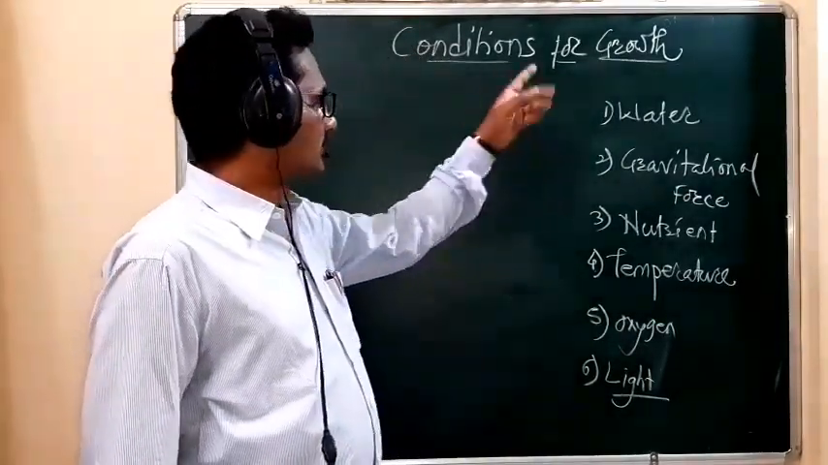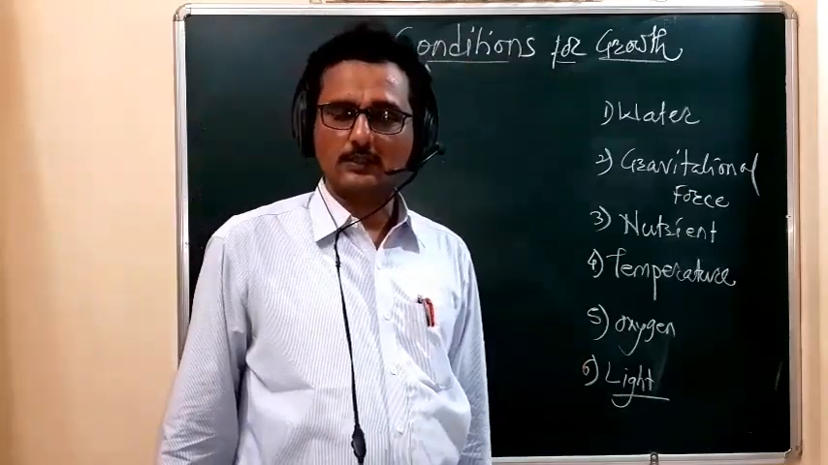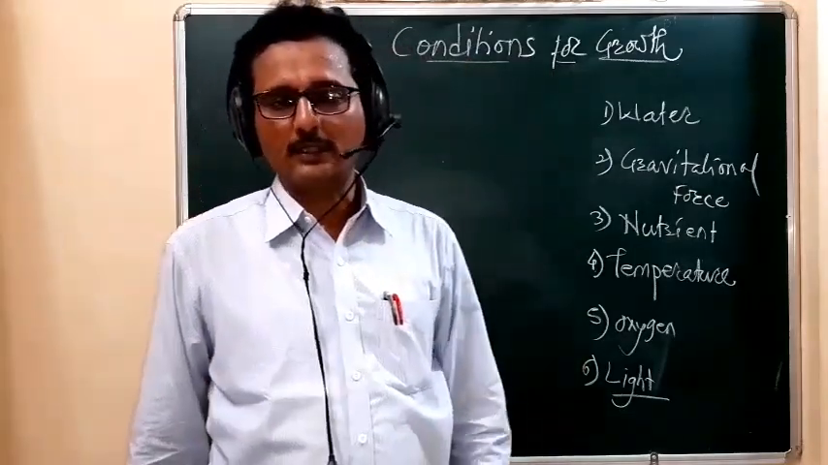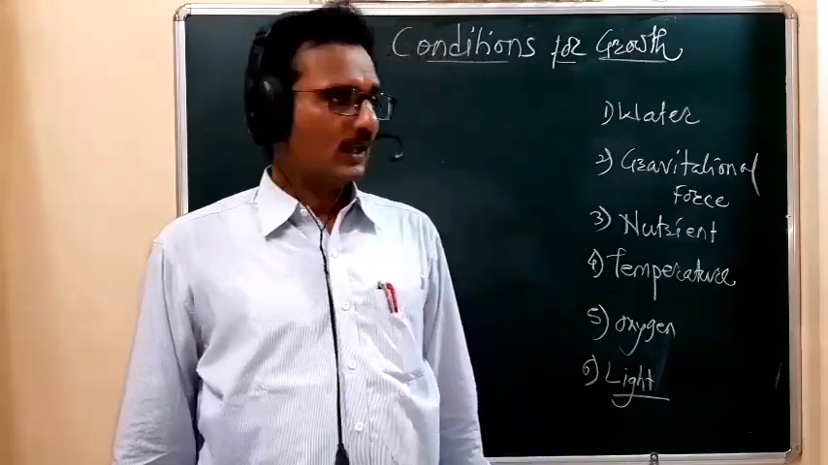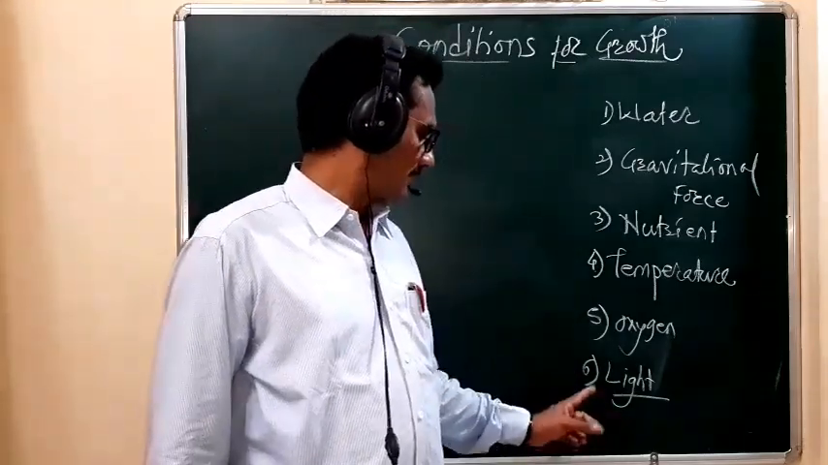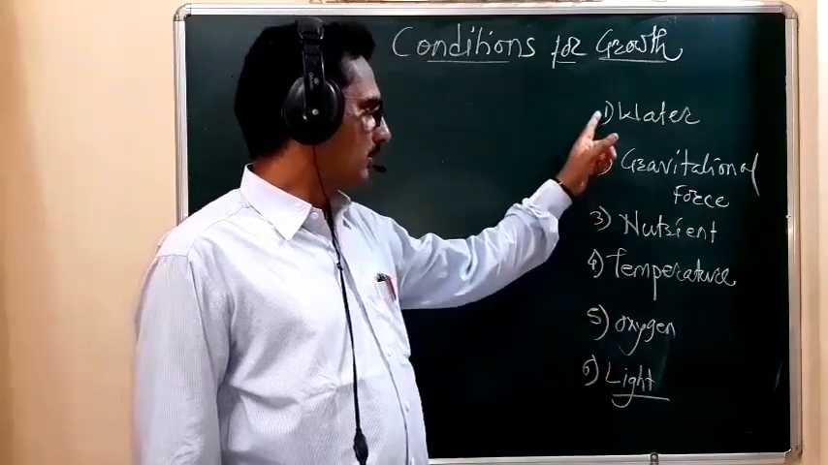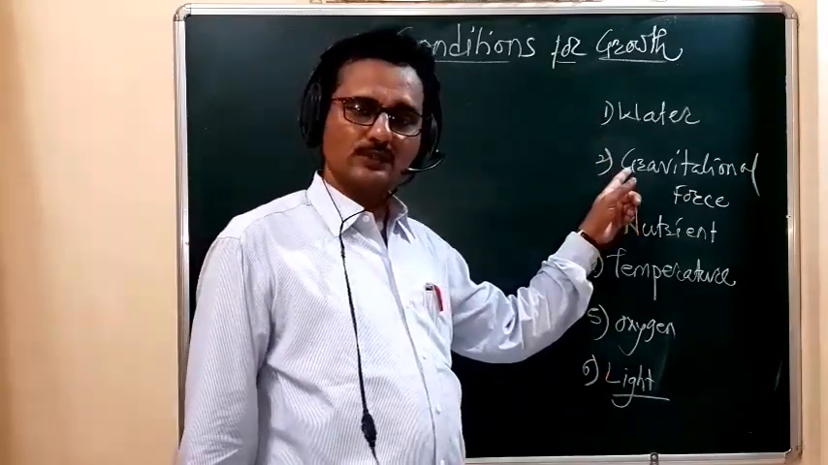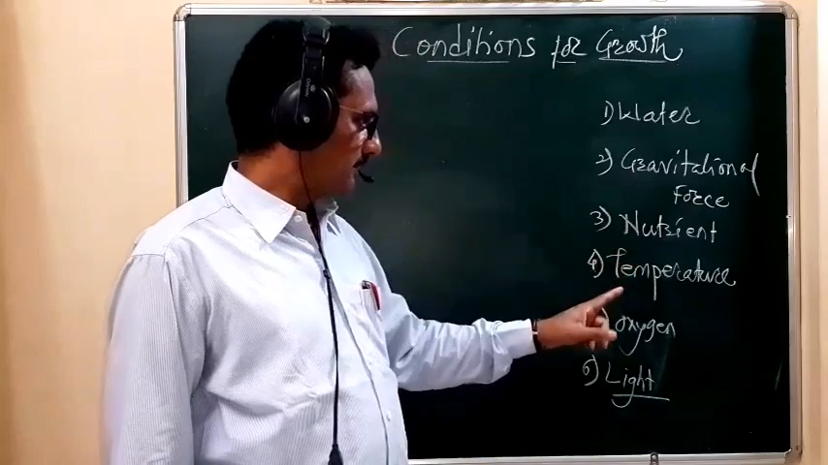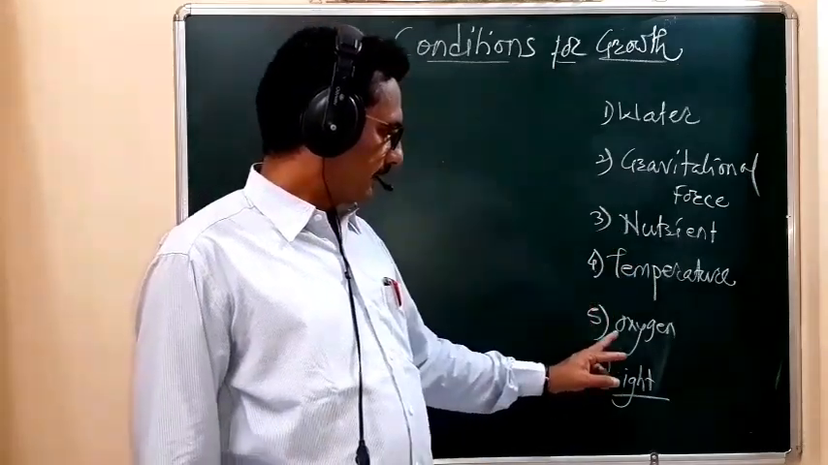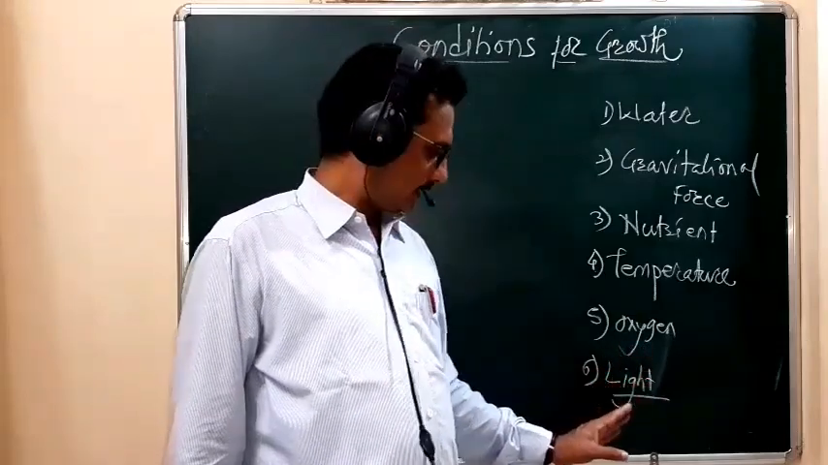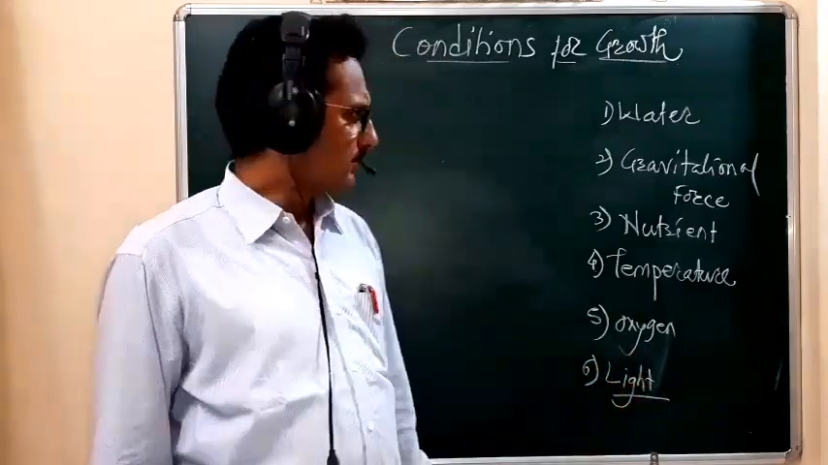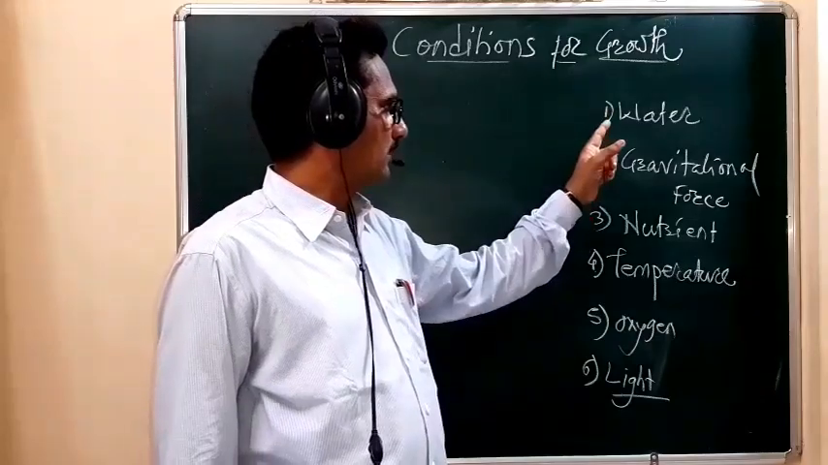So what are the conditions for growth? For the growth of a particular plant part, what conditions are necessary? About 6 conditions are required. Water is required, gravitational force is required, then nutrients are required, temperature is required, then there must be availability of oxygen, and light is required. So let's see the first one, the water.